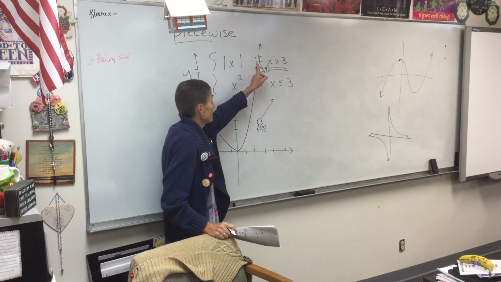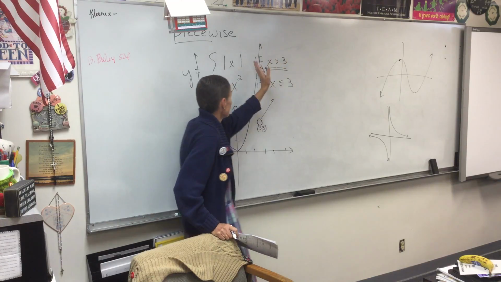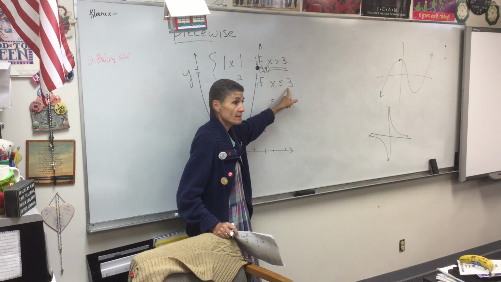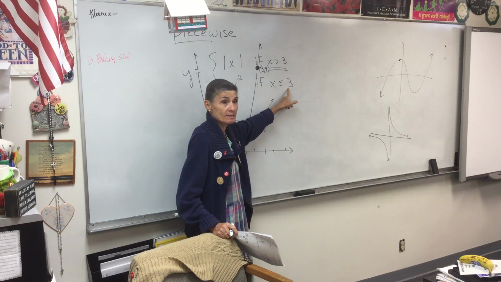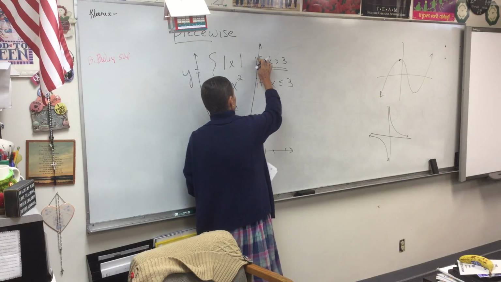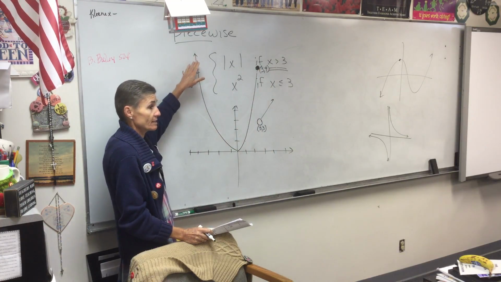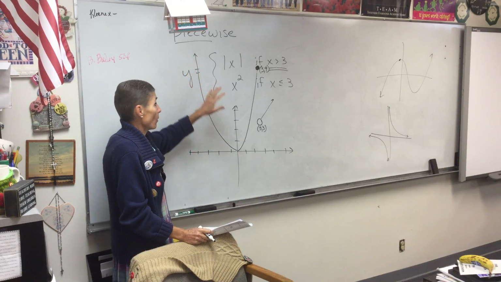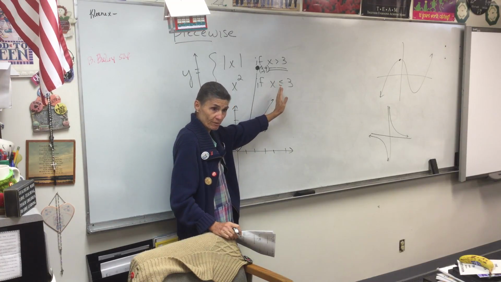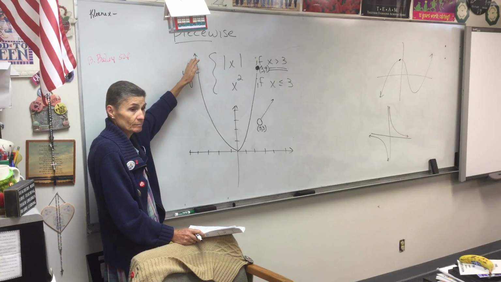Now, I want a piece of the parabola. Do I want the piece on the right side, or do I want the piece on the left side? This time I want the left because it says less than or equal to. That's why it's a closed dot. So I'm going to erase this part. I don't want that part. I only want all of this. So I have my picture done. It's a piece of the absolute value v, and it's a piece of the quadratic parabola.